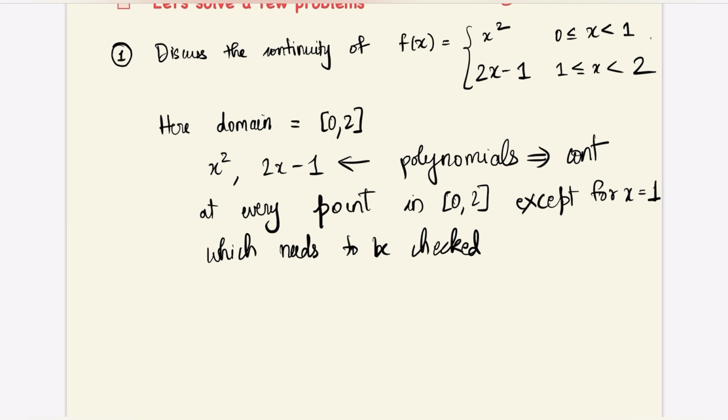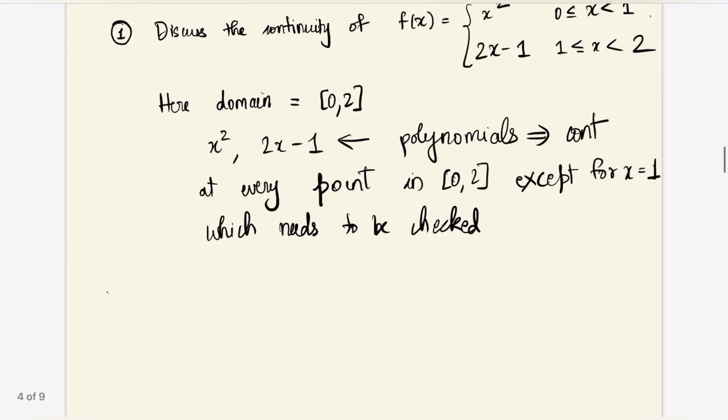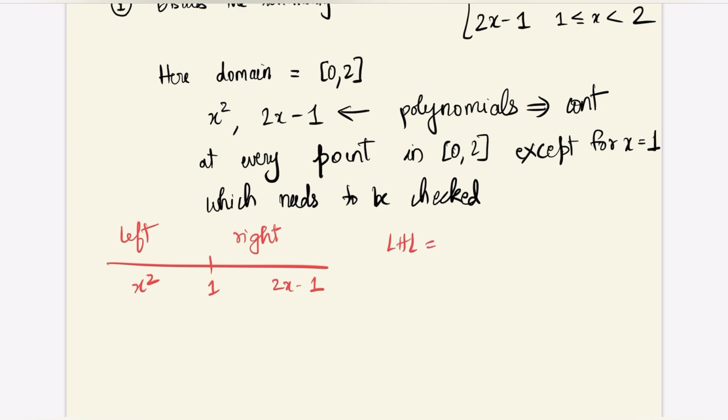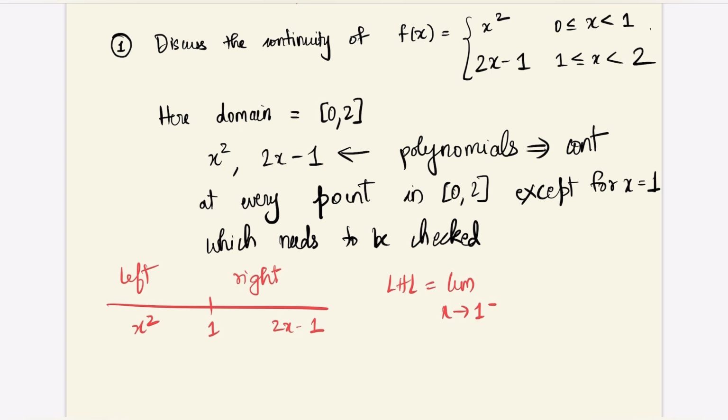Since the function is defined piecewise over here, always check the left hand limit and the right hand limit, because the function is different on the left side of 1 and on the right side of 1. On the left side of 1 it is x square, and on the right side of 1 it is 2x minus 1. So we need to check the limit first using the left hand limit and the right hand limit. Okay, so let us check the left hand limit. The left hand limit is limit x tending to 1 minus f(x). In this case, f(x) is x square.